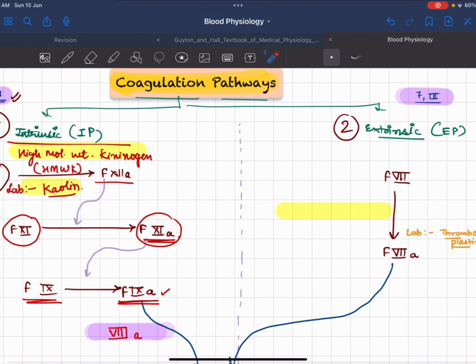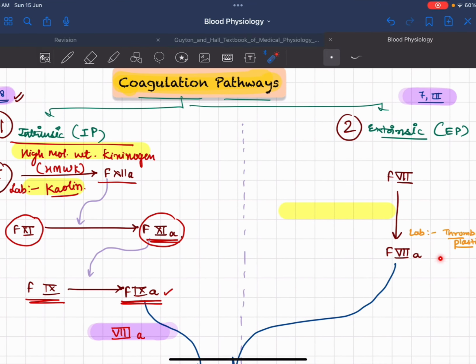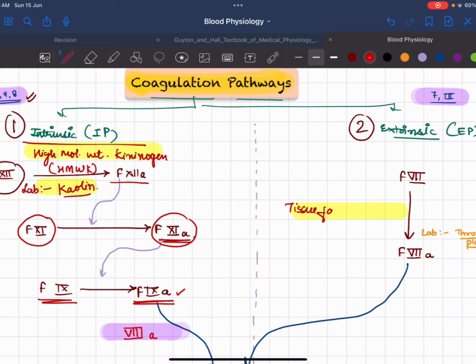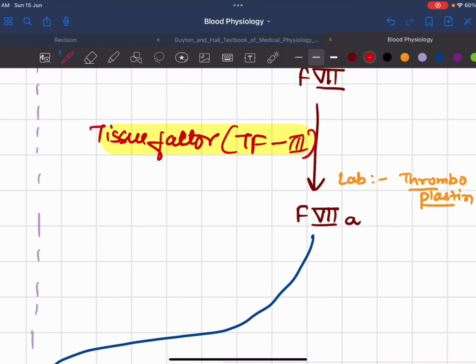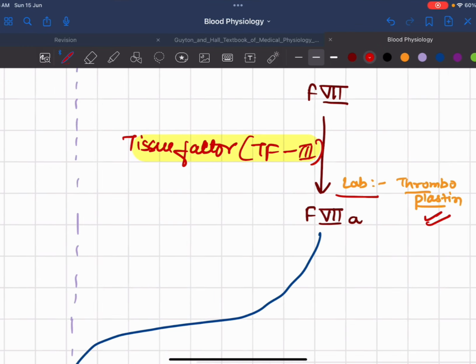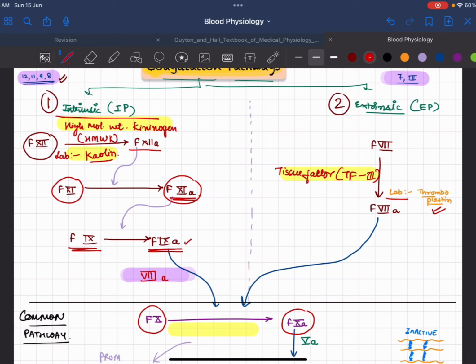Extrinsic is very short. It involves only factor 7, which is actually converted into 7A with the help of tissue factor, tissue factor 3. Now, if the same thing is needed in the lab, it is thromboplastin. This is really simple. It involves only factor 7 and factor 3. Here they were 12, 11, 9, 8. If you write like this, you'll remember properly what all is needed where.